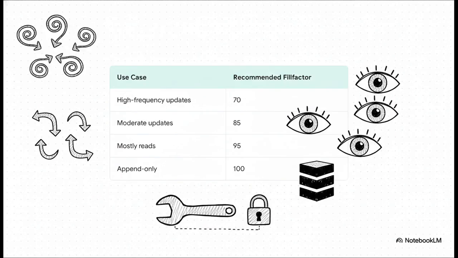So how do you make this happen? It's ridiculously easy. You just set the fill factor for your table. A lower fill factor tells Postgres to leave more empty space on each page, just waiting for updates. So for something like a sessions table, you might go as low as 70. For user profiles, maybe 85 or 90. And you just change it with a simple alter table command. It's one of the most powerful, easy-to-use tuning knobs in all of Postgres.